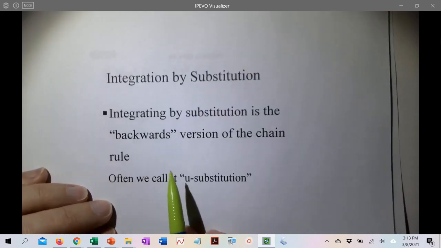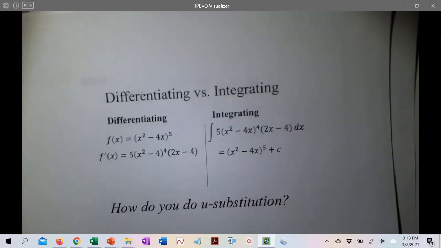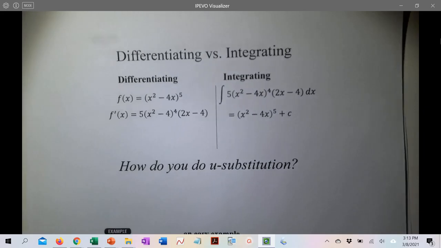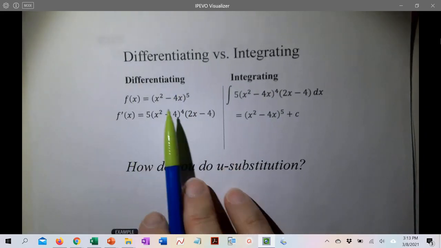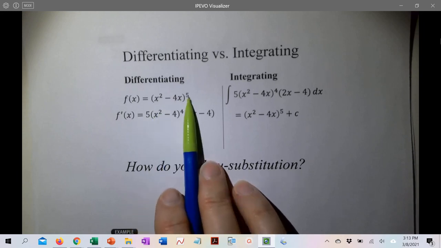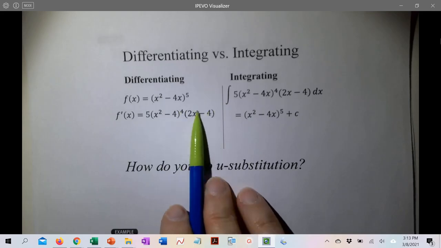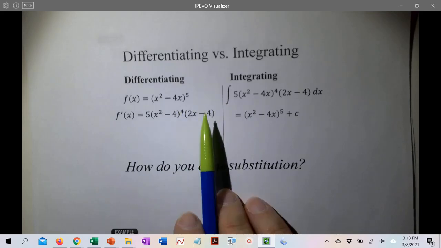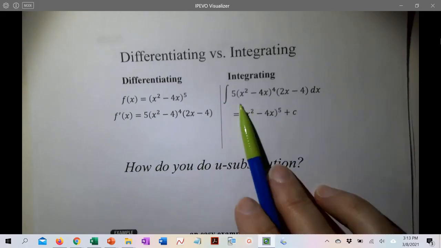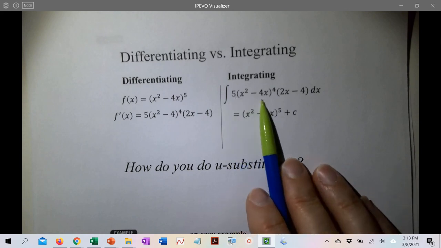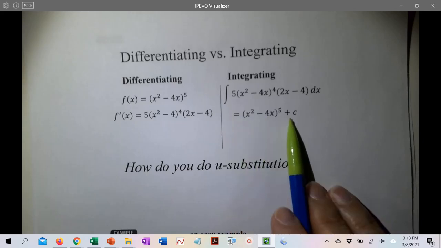So integration by substitution is basically the backwards of the chain rule, and you're going to see why we call it U substitution in a minute. And then this slide is just showing you that this is what we were doing when we did the chain rule with differentiation. We had something like this, a function raised to a power. We brought that power down to the front. We subtracted 1 from the exponent times the derivative of the outside. Remember, the language I was using was the derivative of the outside times the derivative of the inside. Well, now with integrating, we're going to be asked to find the antiderivative or the integral of something like this, and we're going to end up with something like this.